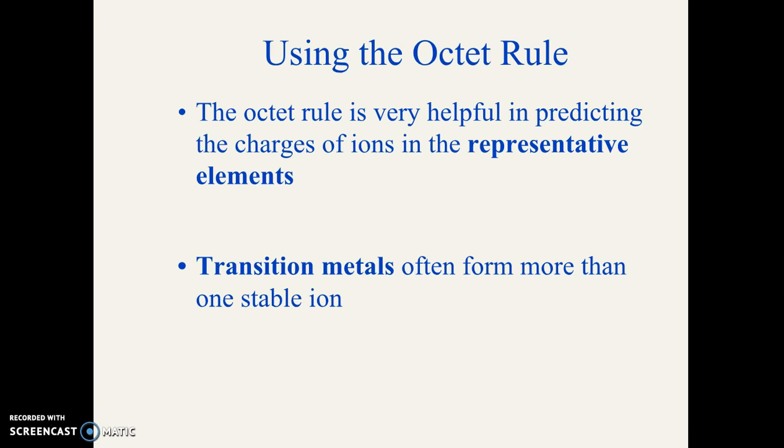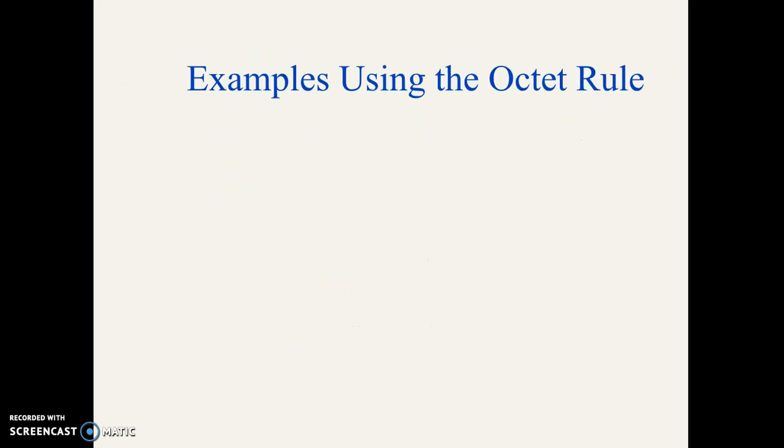Transition metals, the ones in the middle, we're going to kind of ignore those for right now. We're going to pretend those don't exist when we're talking about valence electrons because they tend to form multiple stable ions. You're going to learn about those transition metals when we do our nomenclature and naming unit. But for right now, we're just going to stick with the representative elements, meaning the main group elements that we know their charges. Whereas the transition metals, we're just going to pretend that they don't exist right now.